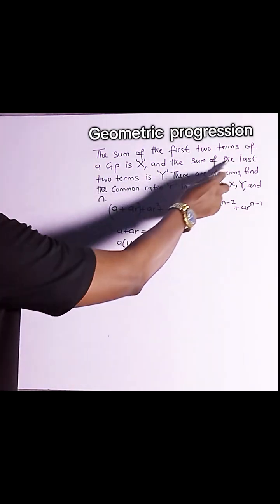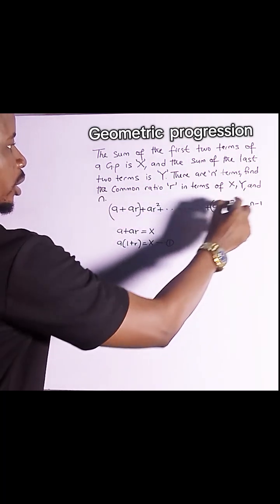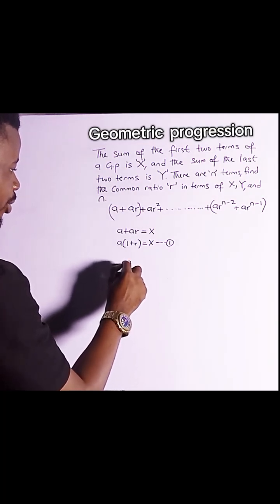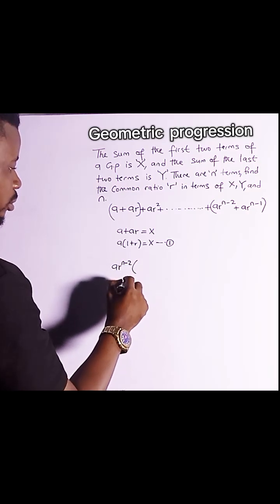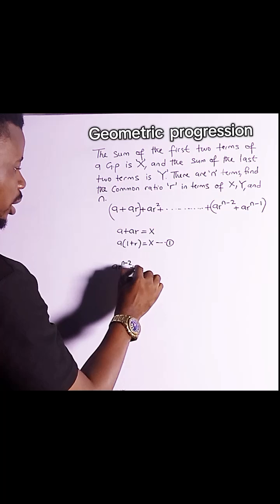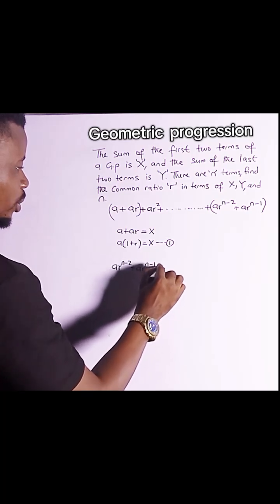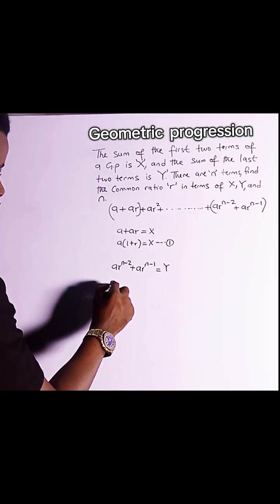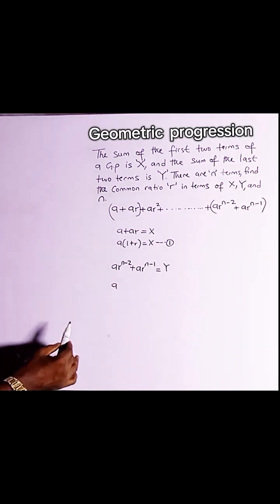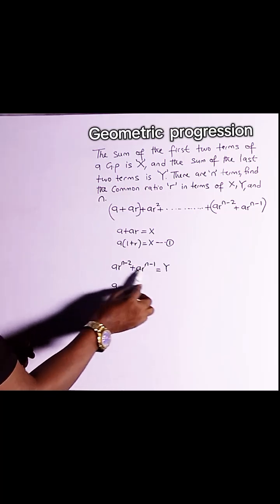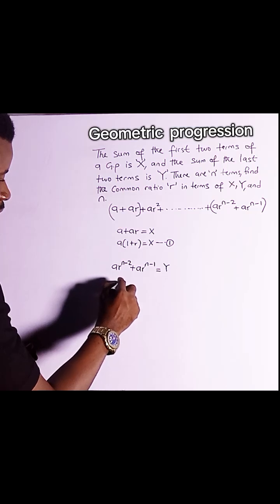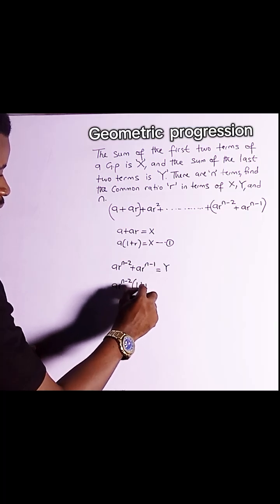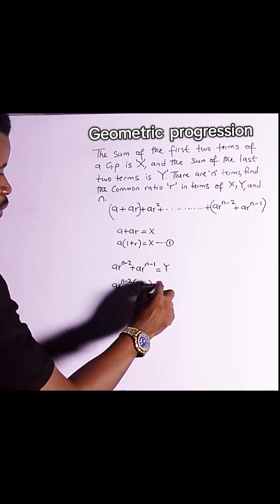And the sum of the last two terms, so we're going to work with this also. So the sum of the last two terms is what? AR^(n-2) plus AR^(n-1) is equal to y. Now we can factorize this. A is common, so you bring out your A. Now we can also factorize this term. Now if you look at it, r raised to power n minus 2 is common. You are left with 1 plus r, which is equal to y.